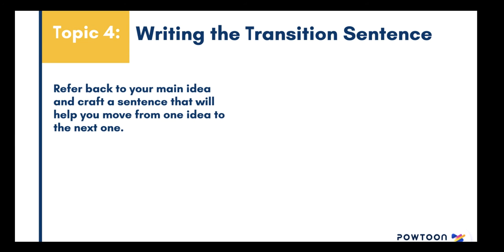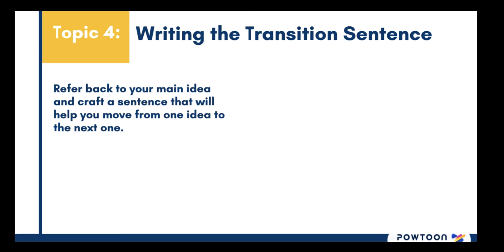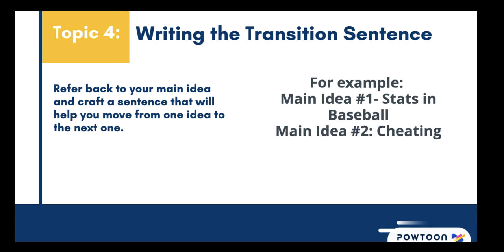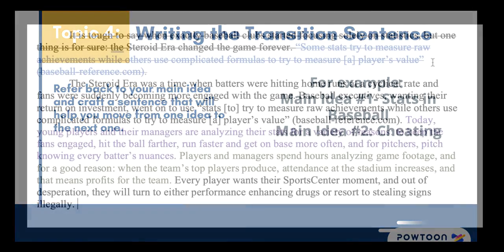The last, topic number 4, writing the transition sentence. Refer back to your main idea and craft a sentence that will help you move from one idea to the next one. So for example, our first idea was stats in baseball. Now our second idea is going to be cheating. So I need to write a transition sentence that talks about cheating.